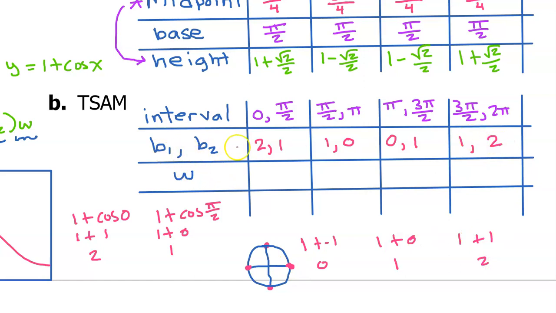So now we have B1 and B2 for every trapezoid. What about the width? Well, this is going to be the same as the previous problem. From 0 to 2 pi, the width is going to be pi over 2. And each interval is the same width, so it's going to wind up being pi over 2 every time.